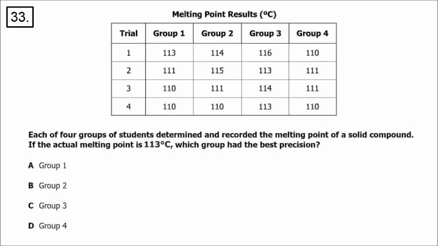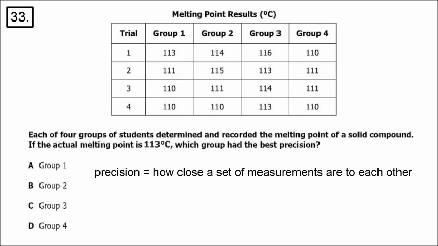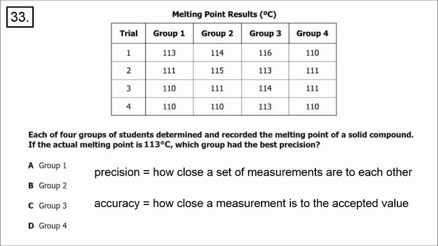In this question, we have some data for the melting point of a solid compound. And we're talking about which group, 1, 2, 3, or 4, had the best precision. Remember that precision refers to how close a set of measurements are to each other, whereas accuracy is how close a measurement is to the accepted value. So these numbers don't have to be close to 113, they just have to be close to each other. So which group has the best precision? Group 4, because those numbers are very close to each other.